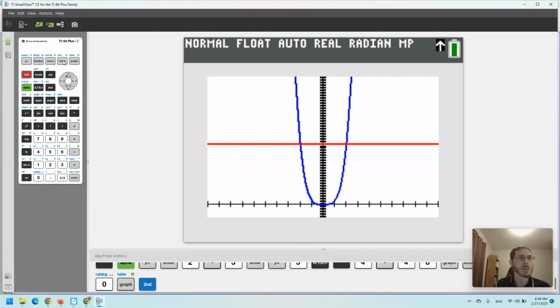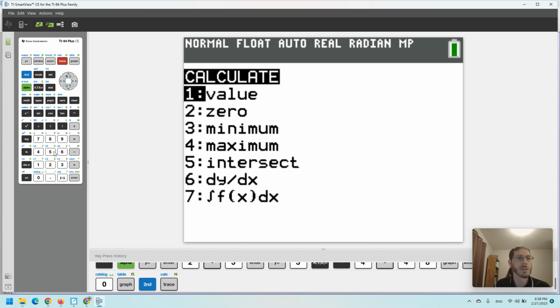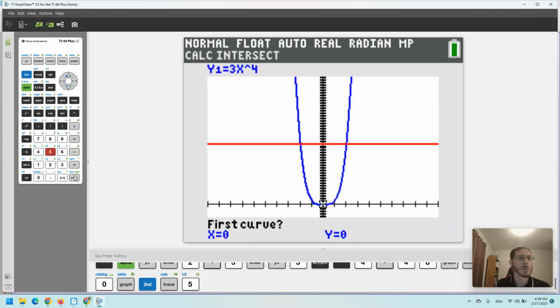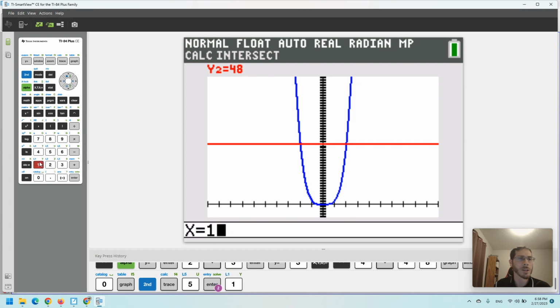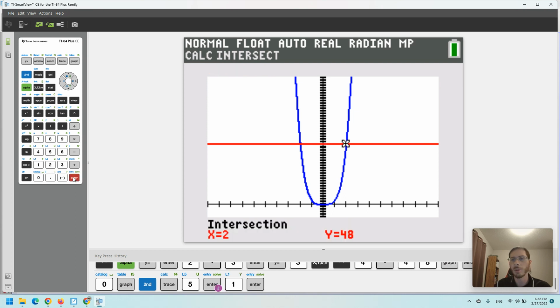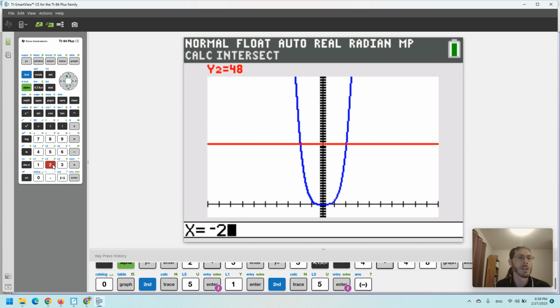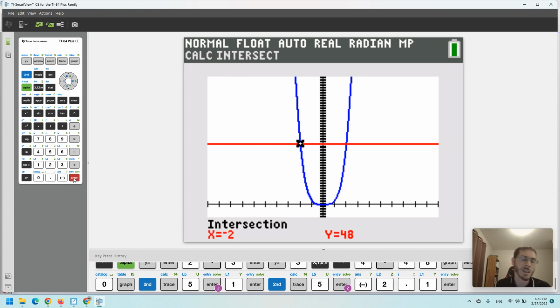So I can go to second calc. I can pick intersect, number 5. My first curve is the blue one. My second curve is the red one. I'm going to guess it's going to be a positive number, so I'm going to put in 1. And we can see at the bottom of the screen there, it's got an intersection of 2, 48. If I want to get the other one, second calc, intersect, blue curve, red curve, and I'm going to guess it's going to be around -2. I guess -2.1. I'll guess the wrong thing first, and it goes right to -2.